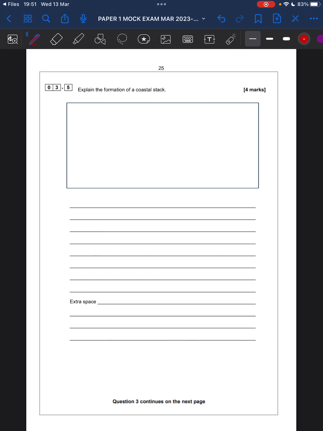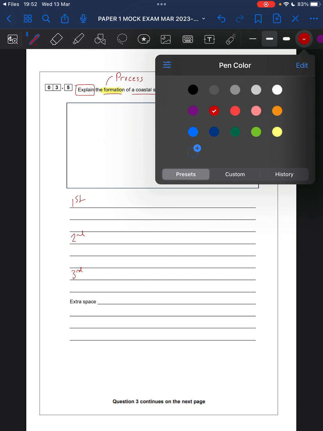So, this one, explain the formation of a coastal stack. It is 4 marks. You'll have heard me talking about it, this is a formation question. So this is not ECS, this is process. So firstly, secondly, thirdly, and so on. And you've also got here space for a diagram.